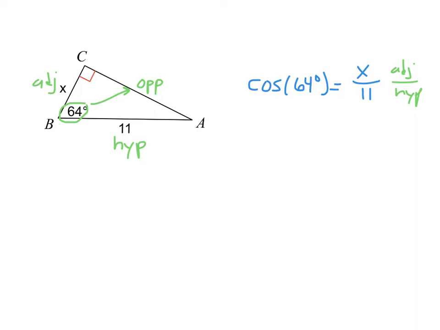Once you have this written down, just like the last problem, we want to replace cosine of 64 degrees with a decimal number. And for that, we need our calculators. When I type cosine 64 degrees on my calculator, making sure that it's in degree mode, I get 0.43837, which rounds to 0.4384.